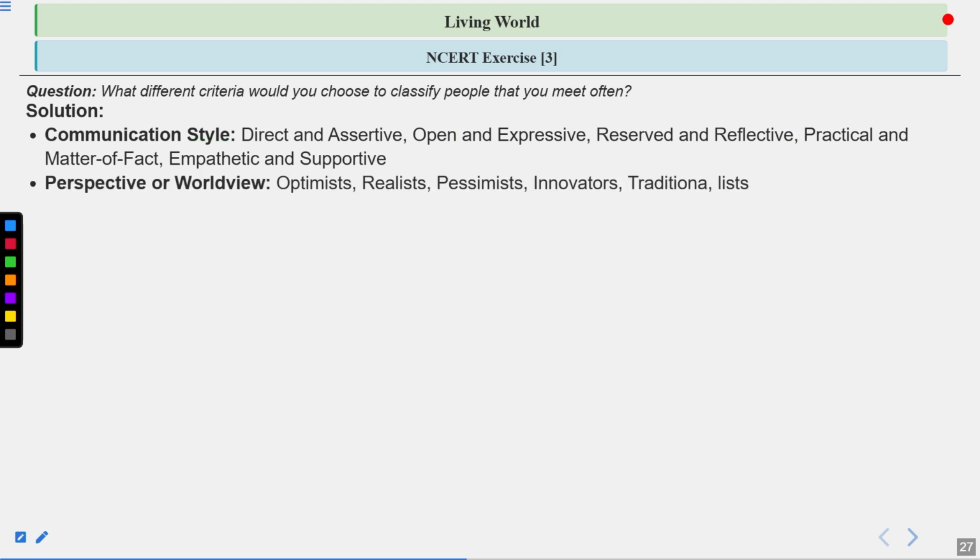Next is perspective or worldview. So this is the way of thinking. Some people are quite optimistic, they are positive. Some are realistic, some are pessimist, means they are quite negative. Some are innovators, some are traditionalist.